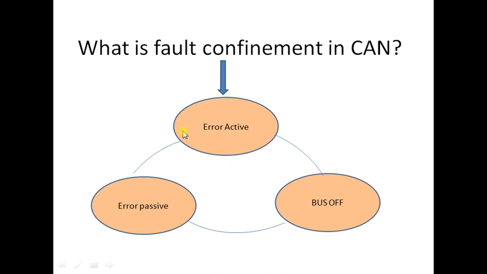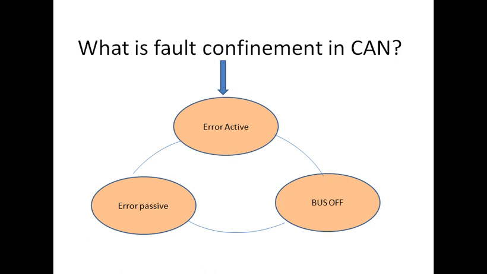If the transmit and receive error counters are both less than 127, then the CAN node will be in error active. Error active nodes will send error active frames. An error active frame includes 6 dominant bits followed by 8 recessive bits, whereas if any one of the counters becomes greater than 127, then it becomes error passive. An error passive node will send error passive frames. An error passive frame includes recessive bits.